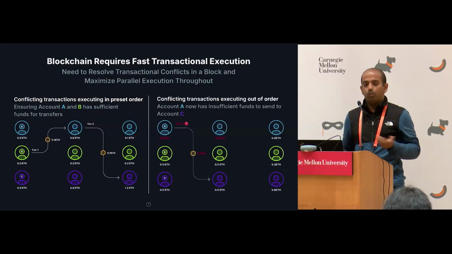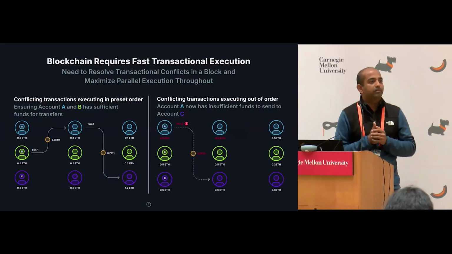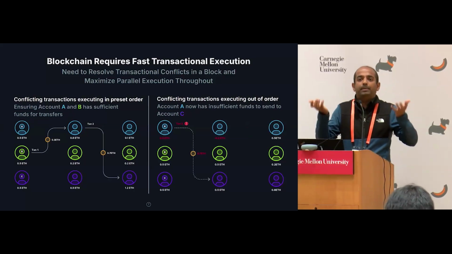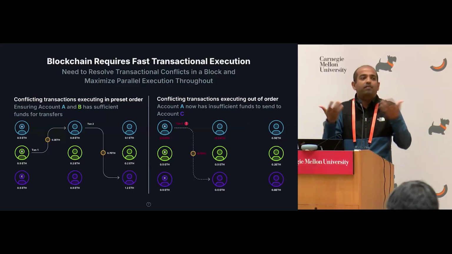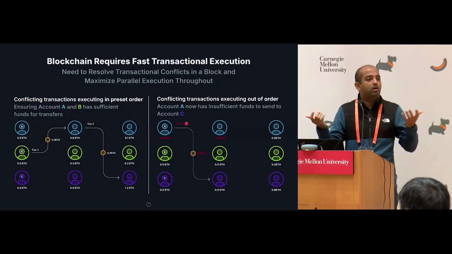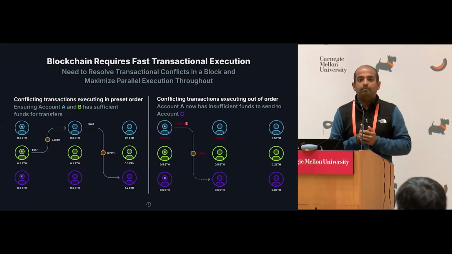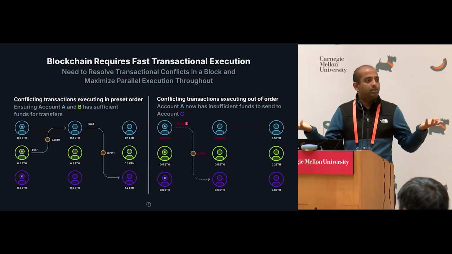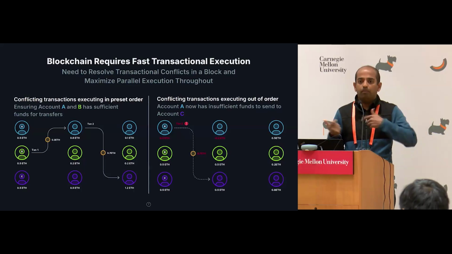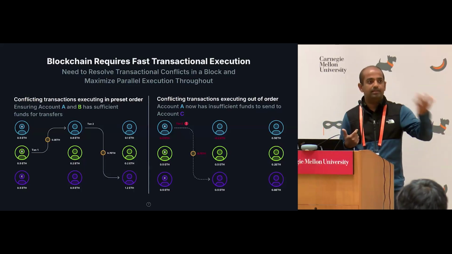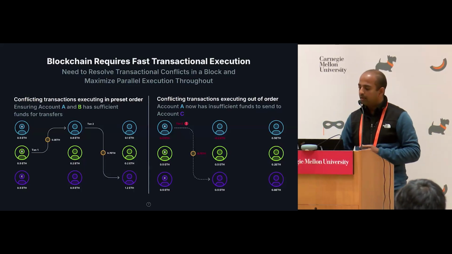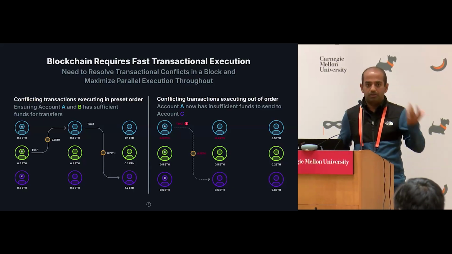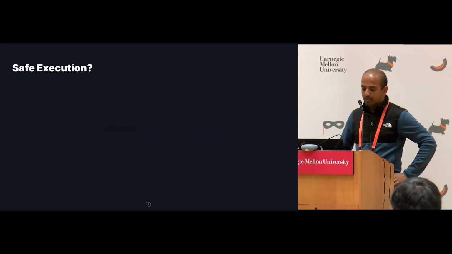So why is dealing with conflict dependency a problem? This is your classic example. Imagine a basic bank account, and two people who have access to that account are trying to withdraw concurrently from it. If you have just $100 in your account, and two people try to withdraw $100 at the same time, oblivious of each other, obviously only one of those transactions can succeed because there's a read-write dependency. This is something we want to avoid, because you would then be in an inconsistent state.